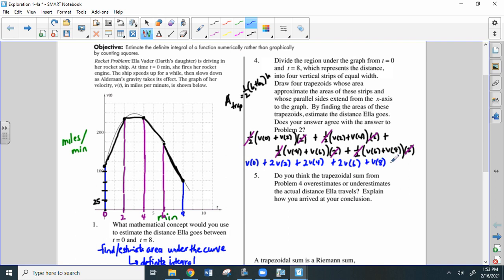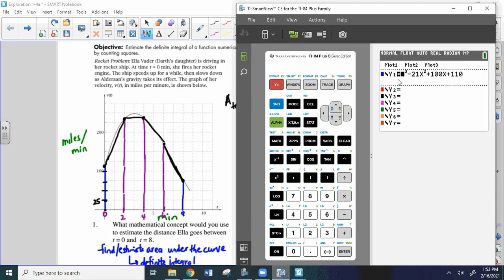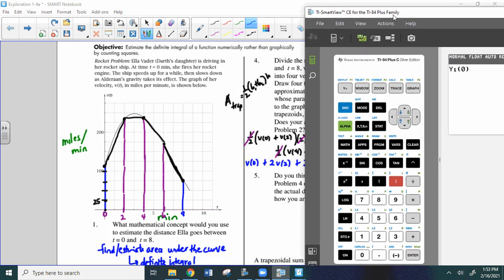And now I'm going to pull up my calculator to do the work here. Okay, now let me pull it up. All right, now remember where your velocity function is. It's in Y1. So I'm going to go to a blank screen and literally make the calculator bring up Y1. I'm going to hit alpha trace, choose Y1, and do of 0. So that's my velocity of 0, V of 0.